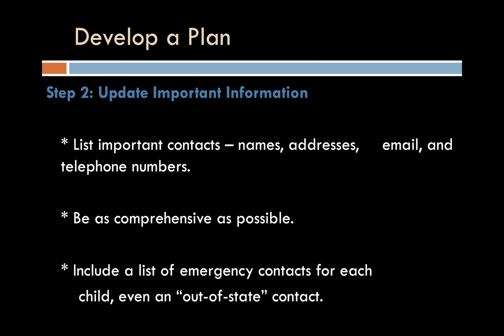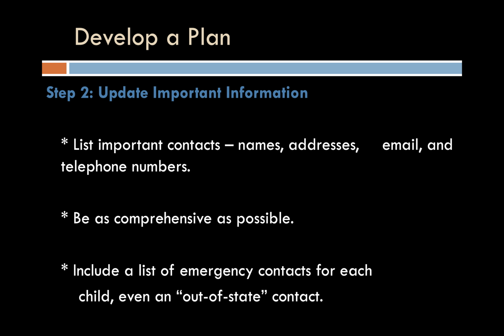So step two is to update important information while you're developing a plan. You need to list important contacts. You make sure you have all your parents' names, addresses, emails, and telephone numbers. Keep them updated. That is so important. And even the emergency contact numbers, make sure those are the same. Be as comprehensive as possible. And include a list of emergency contacts for each child.